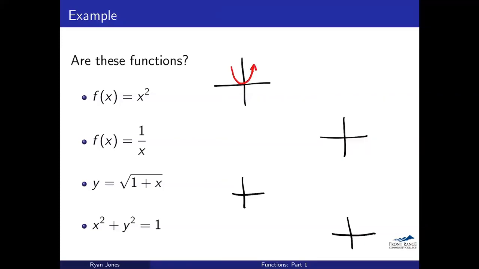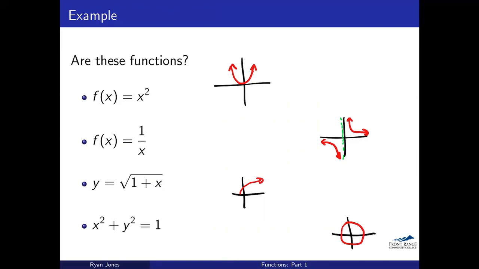This is going to be my y equals x squared. My 1 over x is going to look something like this. And maybe I have an asymptote here. Don't worry if this isn't stuff that you're necessarily familiar with. The x plus 1 is going to look like that. And then this last guy is actually a circle.